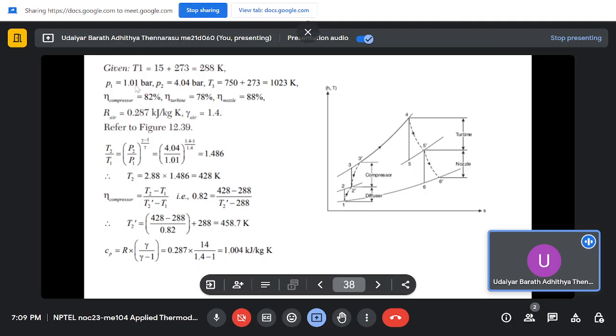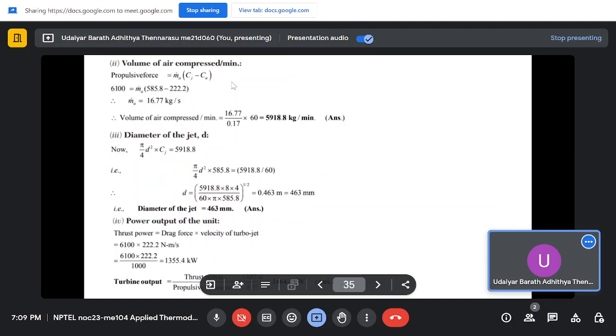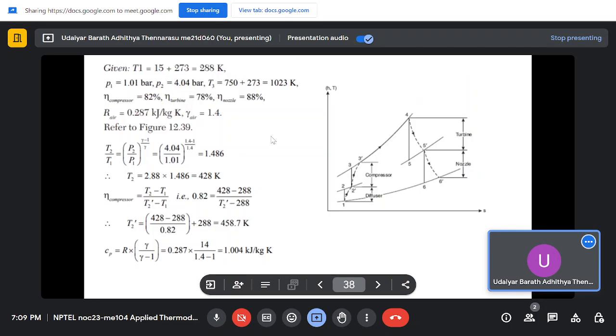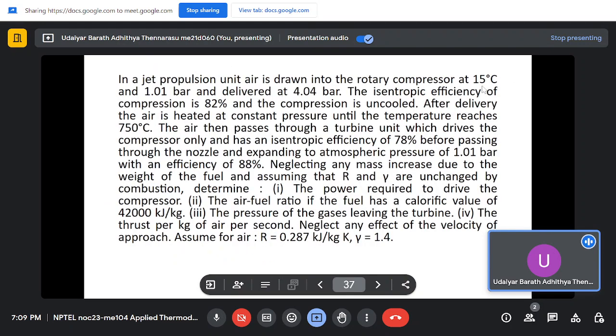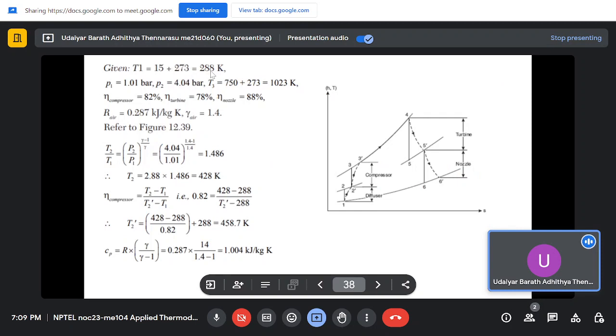Initially T1 is at 15 degrees Celsius, so 15 plus 273 is 288 Kelvin, and the pressure is 1.01 bar. The pressure at state 2 after the compressor is 4.04 bar, and we know that the turbine inlet temperature is 750 degrees Celsius, which converts to 1023 Kelvin. We also know that the compressor efficiency is 82%, turbine efficiency is 78%, and nozzle efficiency is 88%.